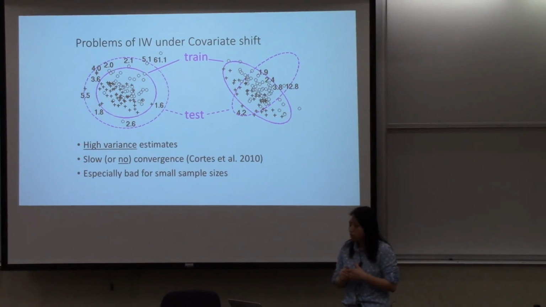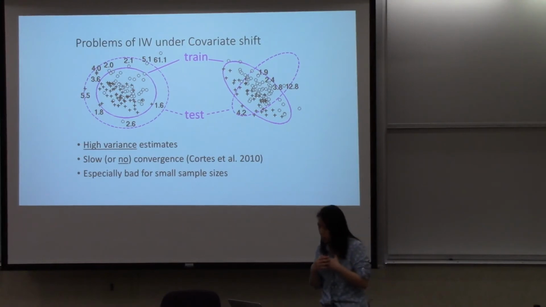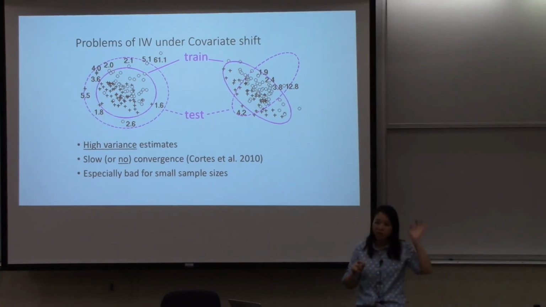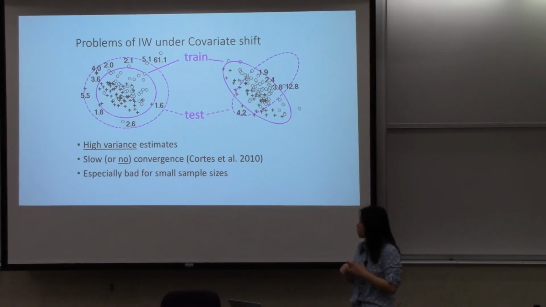So we have seen many good points of importance weighting, but what are the problems of importance weighting under covariate shift? One problem is high variance. We hear about high variance in many different places. High variance here means you can be dominated by a few examples with large ratios.